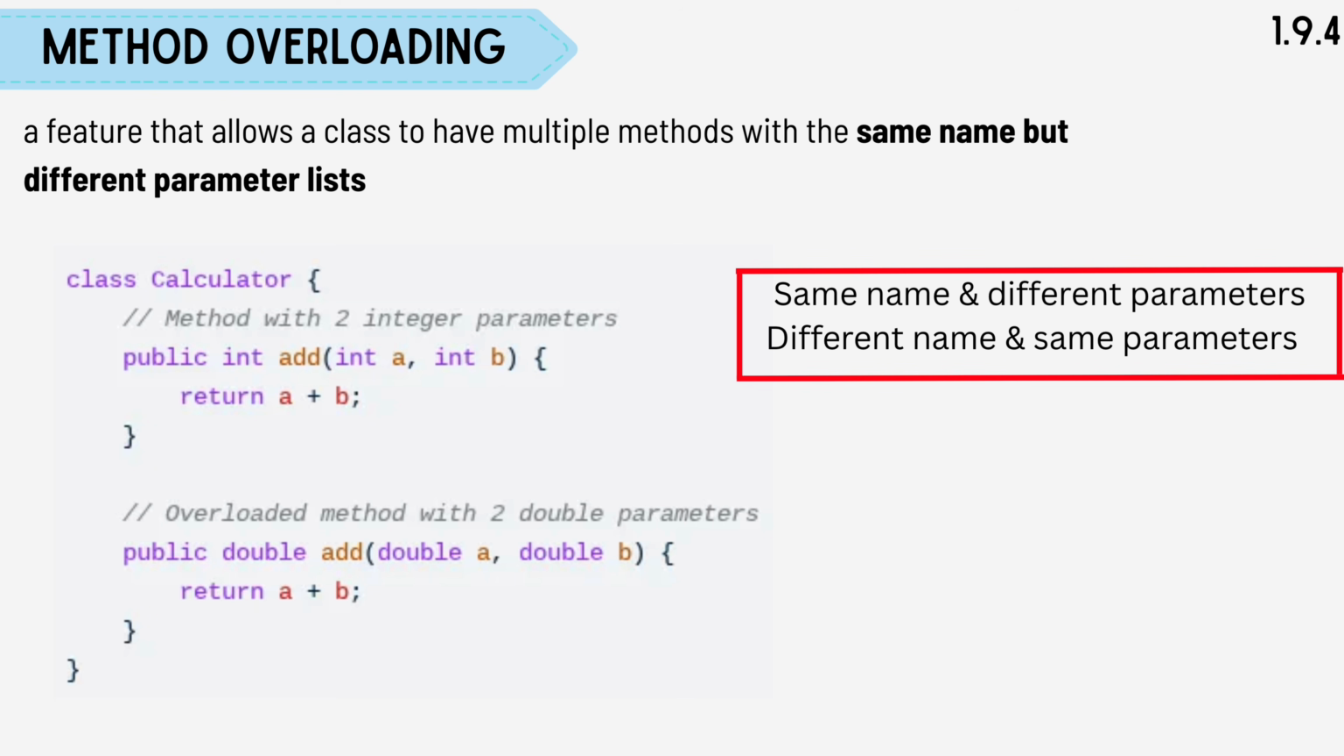Method overloading is when we have two methods with the same name but different parameters, like this. Add is the same name, and then we have different parameters, int and double, or we could have the same parameters and different names. So I could have one called add and one called sum with both int a and int b.